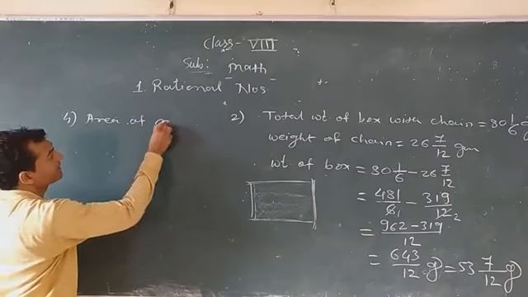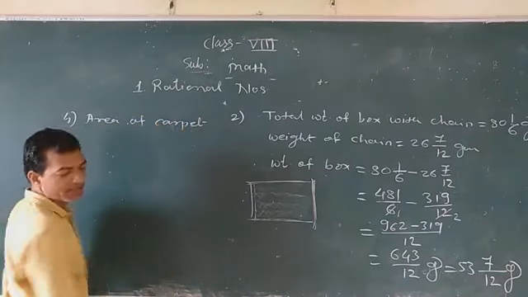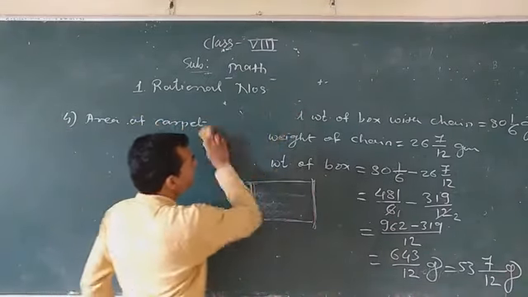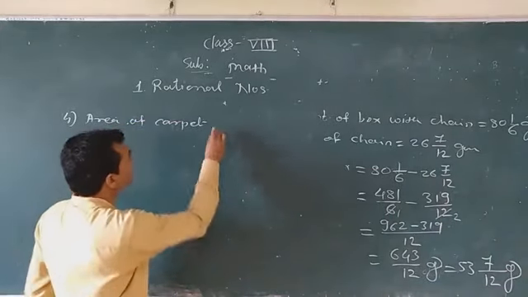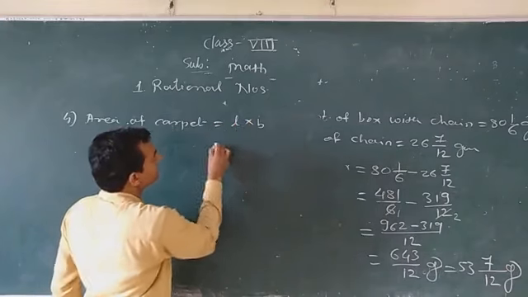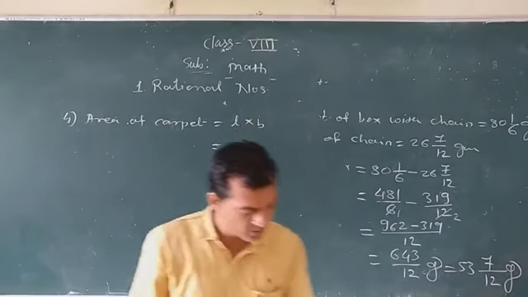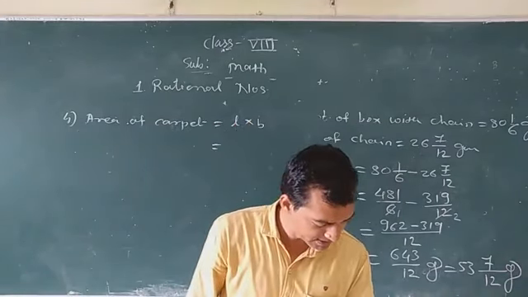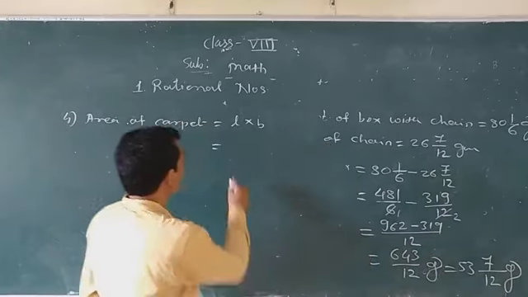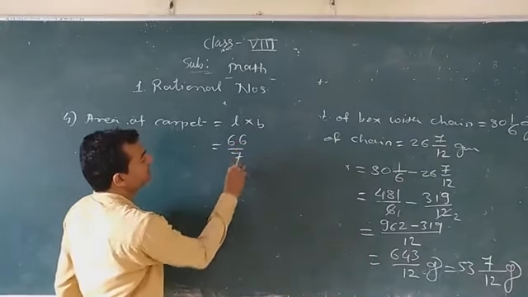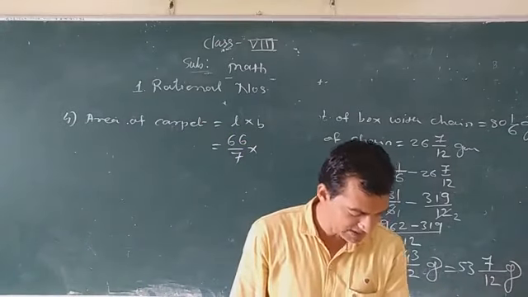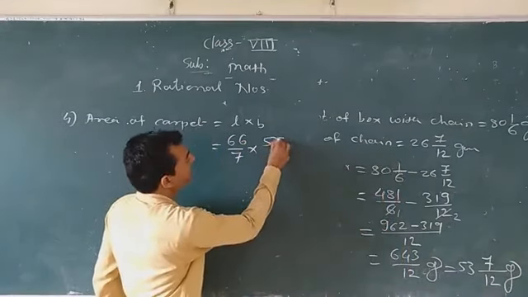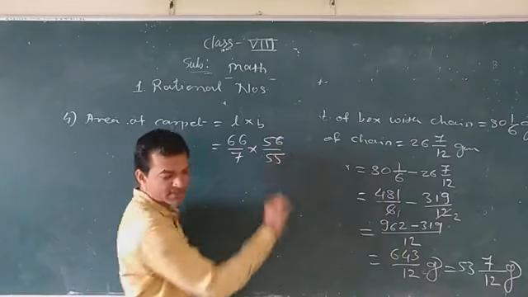Area of carpet is equal to length into breadth. Length is given there. What is the length? 66 by 7. 66 by 7 into breadth is what? 56 by 55. 56 by 55.